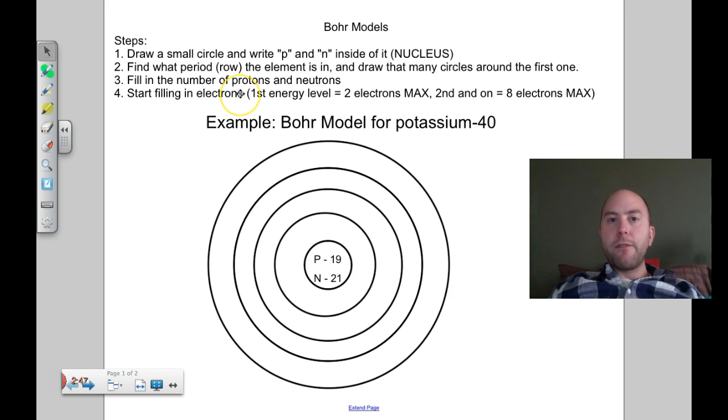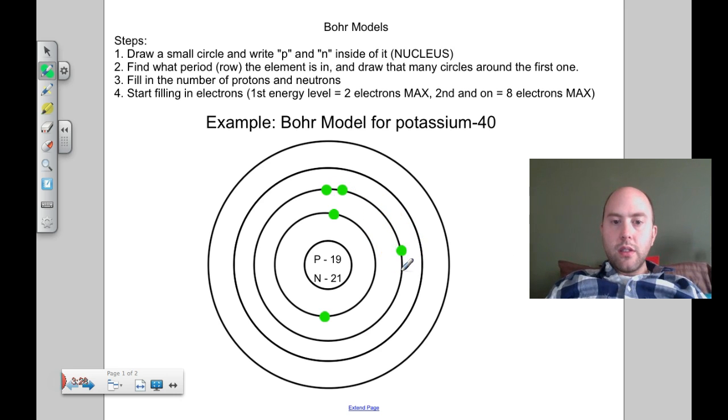Next, I need to start filling in the electrons. Here's how to do this. Right now, everything is neutral. We can change that later. But it says this. Since I have 19 protons, I need 19 electrons. You're going to start with the innermost circle and work your way out. Now, the rule is you're only allowed to have 2 electrons max on the first energy level. So after I have 2 electrons max on the first energy level, I then go to the next energy level. And I can only have 8 electrons max, because my goal is to get 19 total.